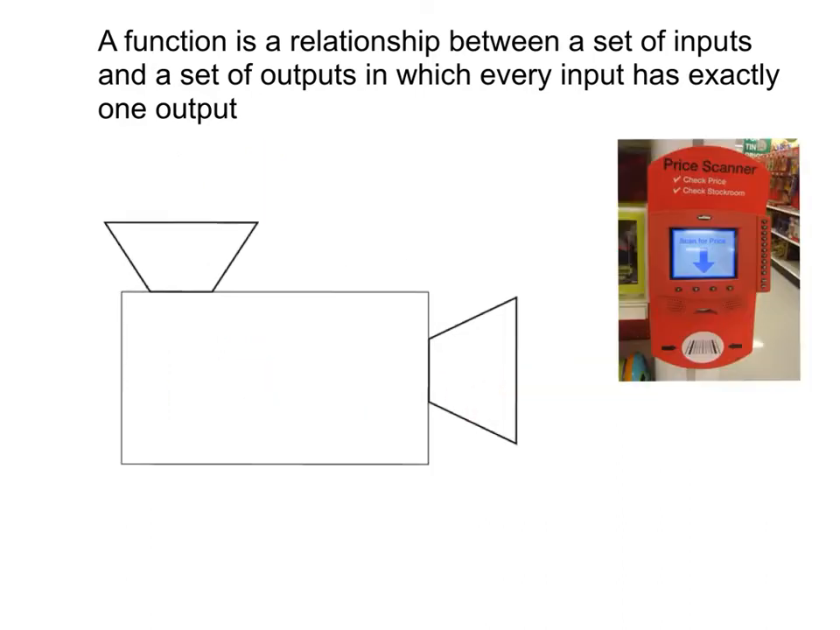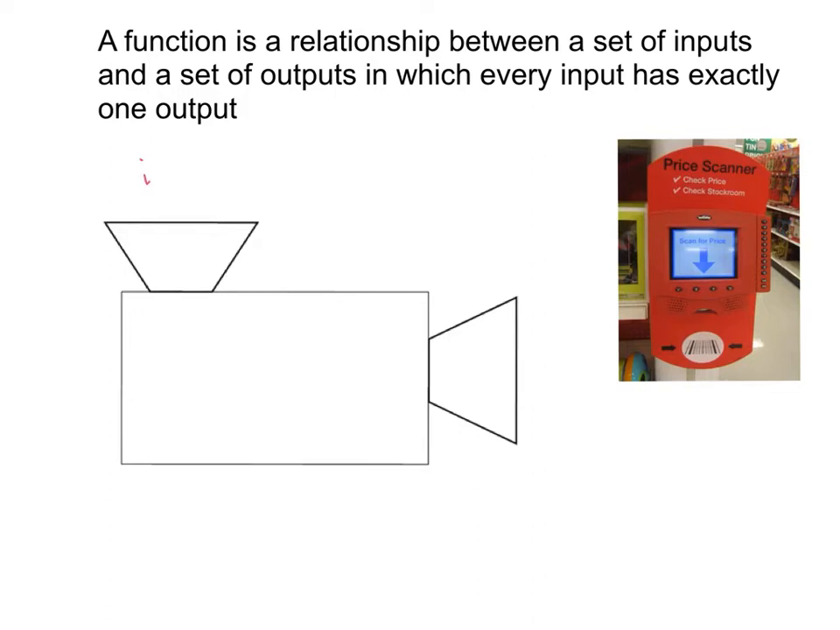Here's an example you've probably all seen before, at Target or Walmart. This is a price scanner. What is this price scanner for? You take an item you want to purchase and you scan the barcode, and then it tells you what the price is. This is exactly like a function. You've got an input and then you have an output.